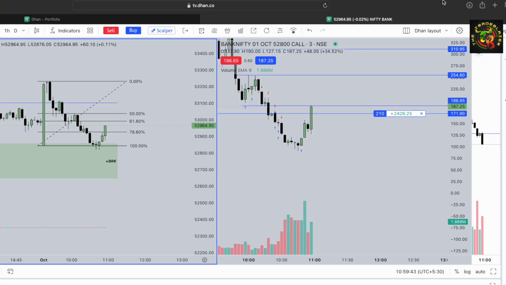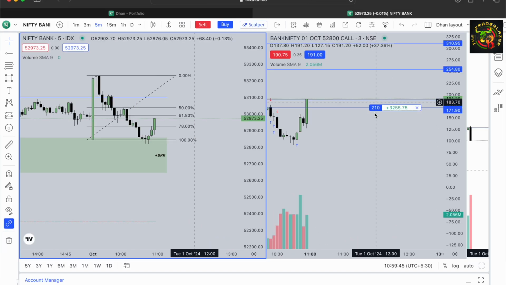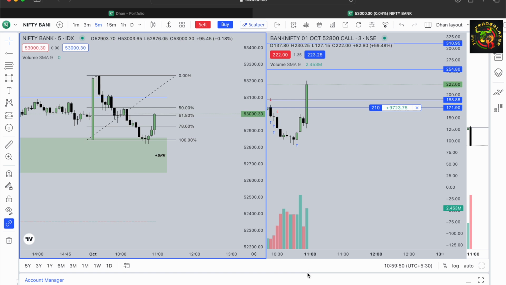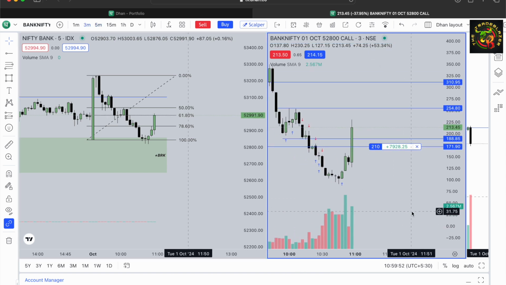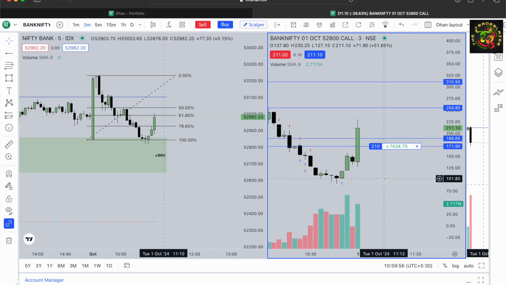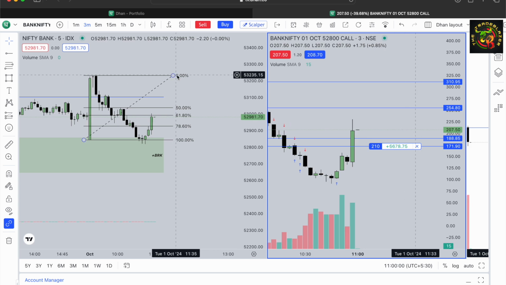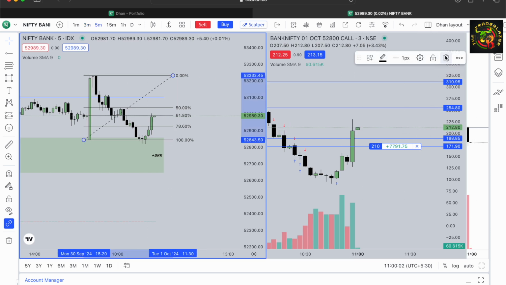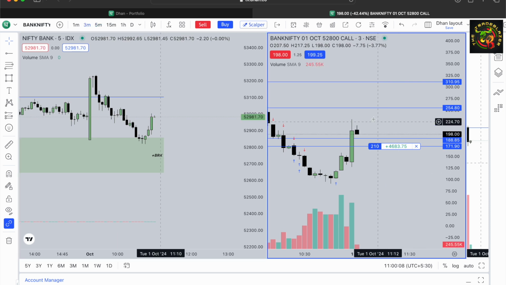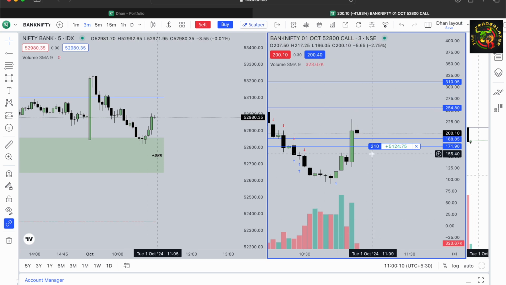So based on our analysis, I have entered into this long side trade again, guys. So bought 52,800 call again, and you can see here it is trading with a little bit of green already. We'll see how this trade goes on from here. So we are back to green from red already, and we'll see how this goes on from here.